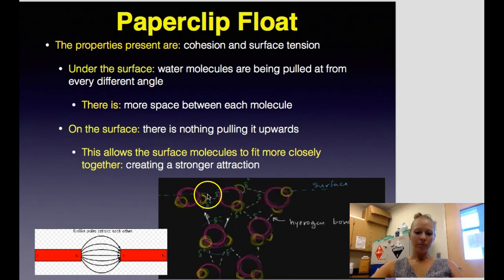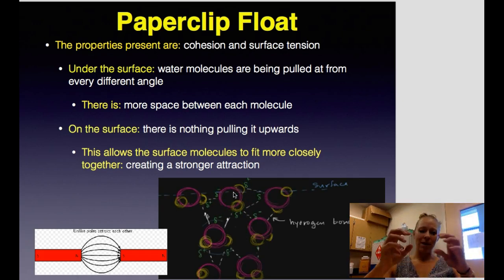But up here, if this is the surface, there are no water molecules here pushing or pulling on these surface molecules. And so because of that, they can align themselves a little bit more closely together. Where these are being pulled apart, this space here is going to increase. And because there's less pulling on these water molecules, they're going to align more closely, and therefore they're going to have a stronger cohesive force.